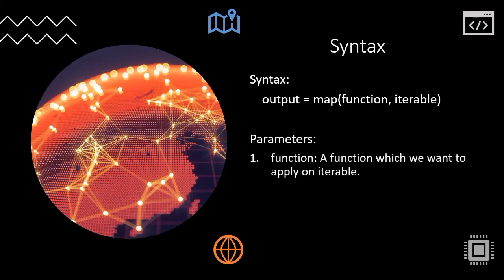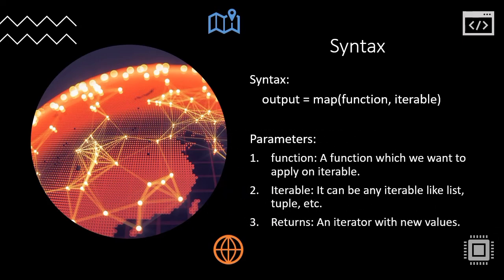Now let's have a look at the parameters. First of all, it takes a function, which is the function that we want to apply on the iterable. Secondly, it takes an iterable like a list or tuple, and after that it returns the output, which is an iterator. Now let's go for a hands-on practical.